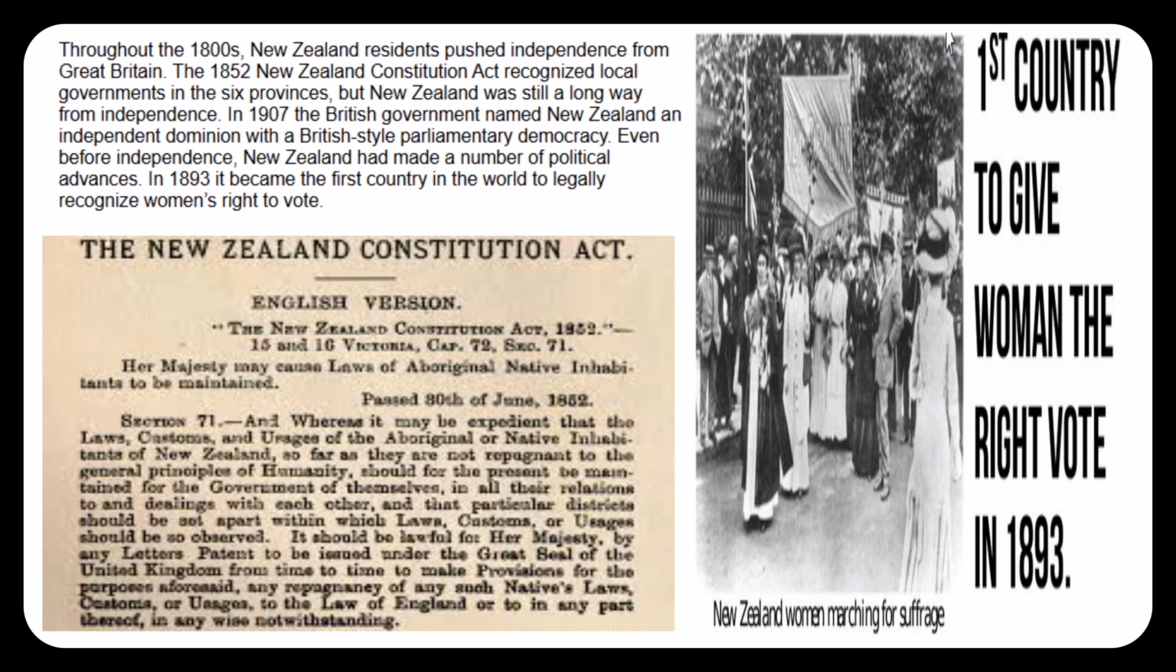Question number 4. What did New Zealand achieve in 1907? It became an independent dominion with a British-style parliamentary democracy. Question number 5. What did New Zealand become the first country in the world to do in 1893? Legally recognize a woman's right to vote.